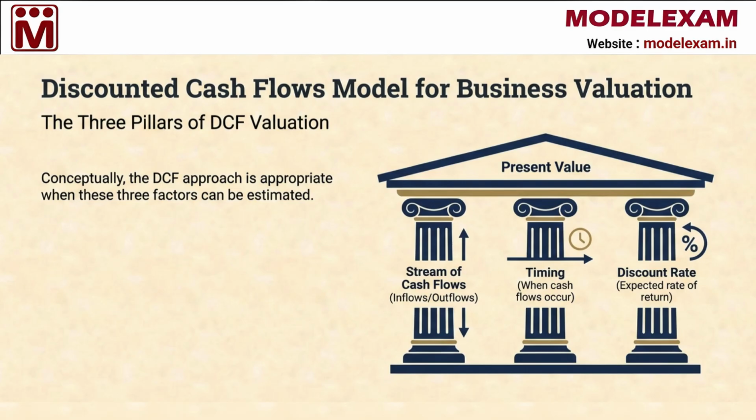Conceptually, the discounted cash flow approach relies on three main pillars. To use this method effectively, we must be able to estimate three things. First, the stream of cash flows, which includes both inflows and outflows. Second, the timing of when these cash flows will occur. And third, the discount rate, which is the expected rate of return required by the investor.